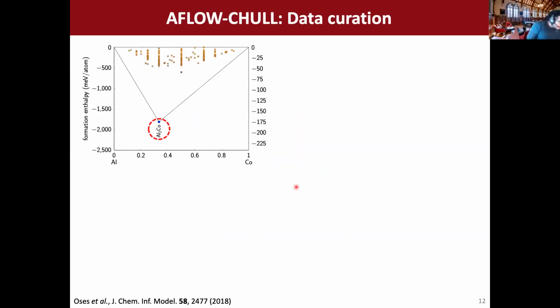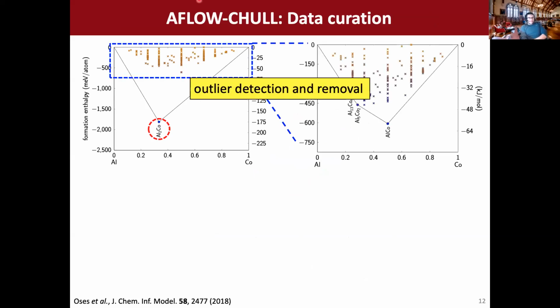All right, some details about the algorithm. The module that calculates this automatically is called AFLOW-CHULL. When you're doing this analysis, you're going to be grabbing data from the AFLOW database. One of the analyses it does is outlier detection and removal. You might imagine that in a particular system there could exist an outlier. This system might be ill converged. Maybe it didn't relax enough, or it was run with a different set of parameters.